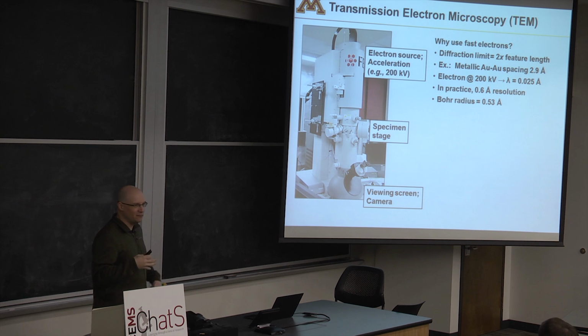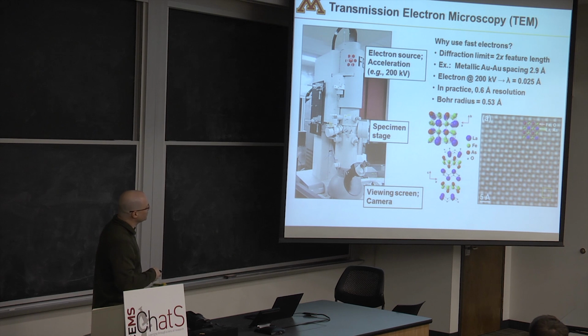In practice, remember, we build these things, we make mistakes, we can't get them perfect. So really what we can get with one of these TEMs is about 0.6 angstrom resolution. Still way better than what I really need. So I'm good to go. To calibrate you a little bit further, do you know what the Bohr radius is? For those of you that don't, it's the average distance between the electron and the proton in a hydrogen atom. Think about that scale, and then look at where we are. This is what we can experimentally do. So we're not bad. We're doing pretty good with these things.